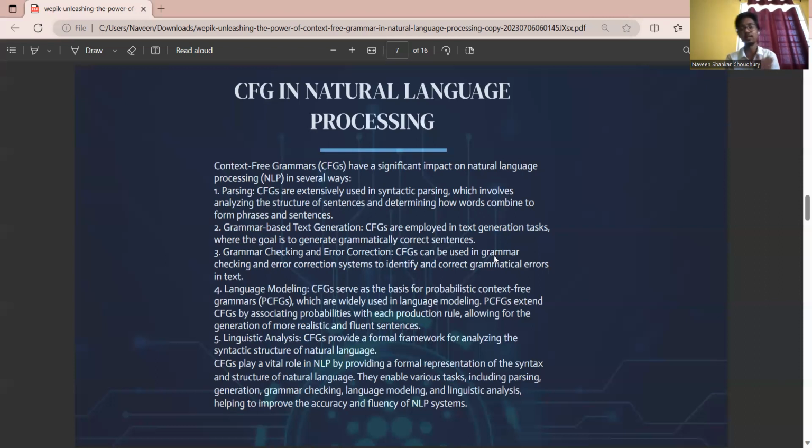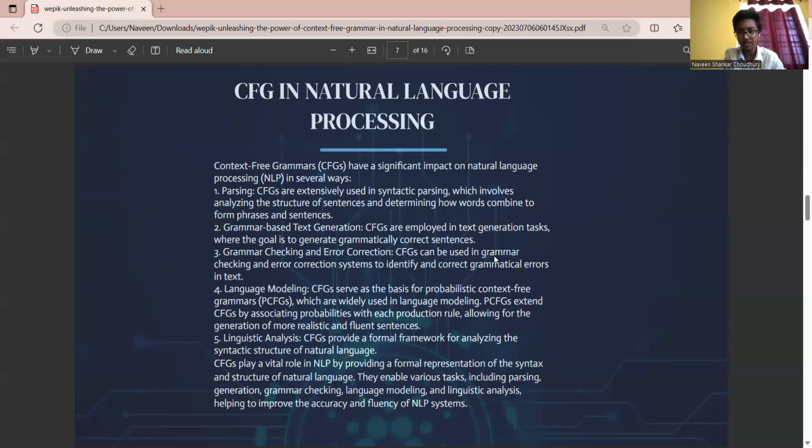This is useful, obviously, in applications which we discussed earlier. Specifically, the grammar-based text generation process is used in applications like chatbots, dialogue systems, and language generation models, etc. Right? Next, grammar checking and error correction. CFGs can be used in grammar checking and error correction to identify and correct grammatical errors in text. By comparing the input text against a set of CFG rules, errors or inconsistencies in the sentence structure can be detected and appropriate corrections can be suggested and made.